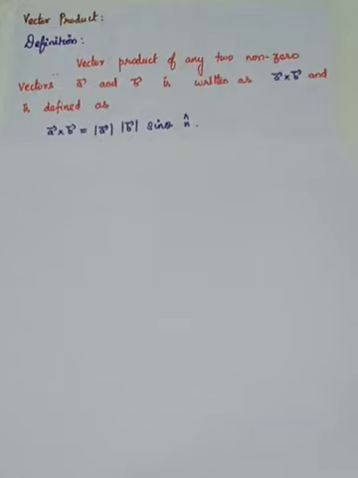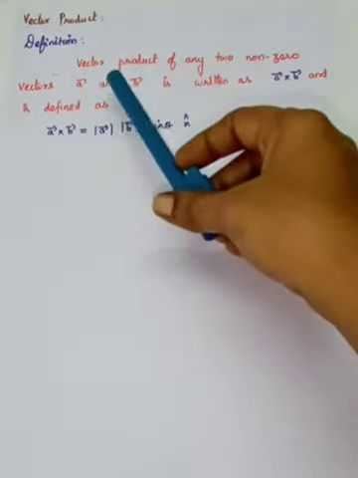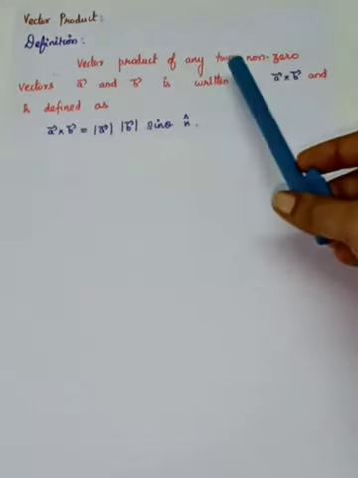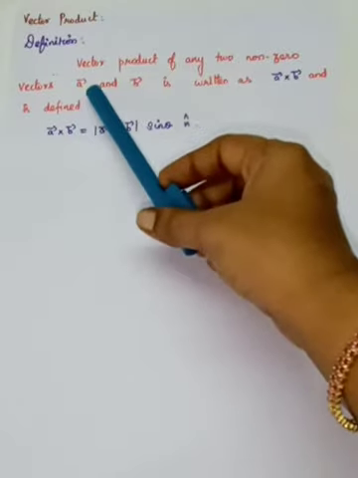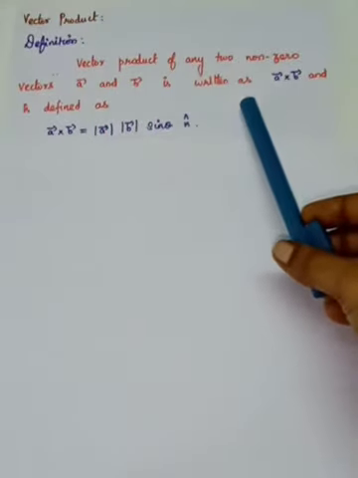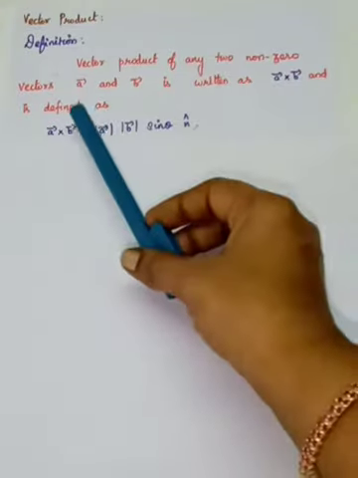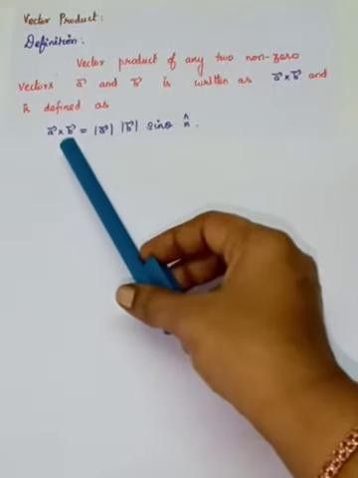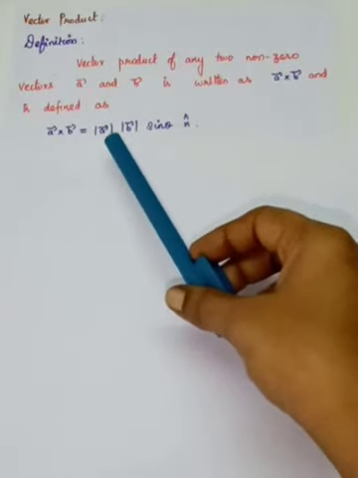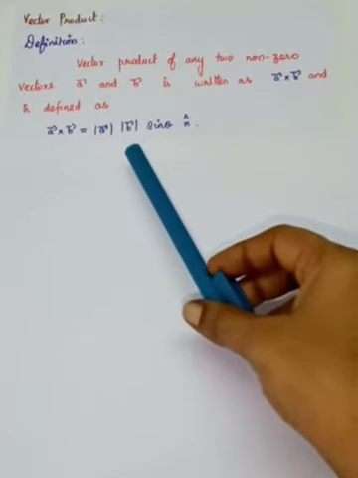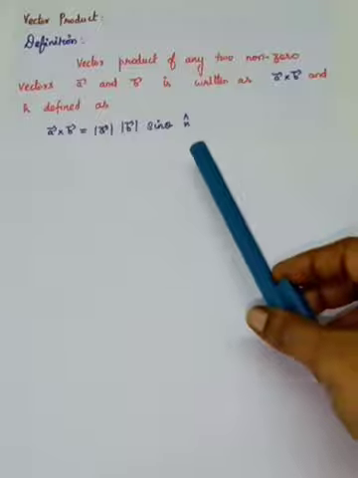Good morning, students. Today our topic is the vector product or cross product of two non-zero vectors. Now you see the definition: the vector product of any two non-zero vectors, a vector and b vector, is written as a vector cross b vector, and is defined as a vector cross b vector equal to modulus of a vector modulus of b vector sin theta n cap.